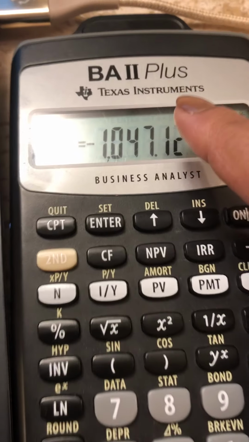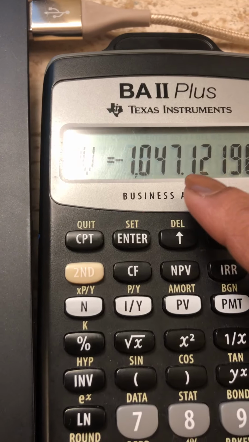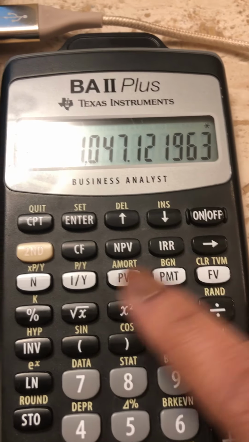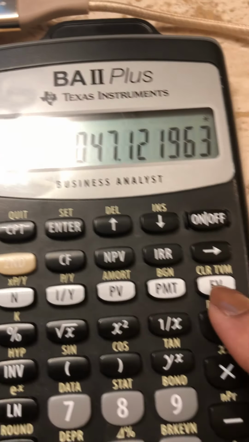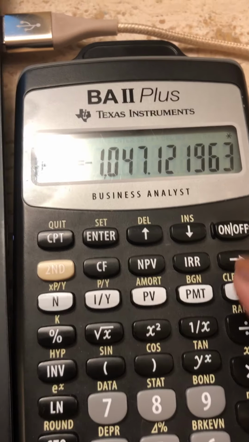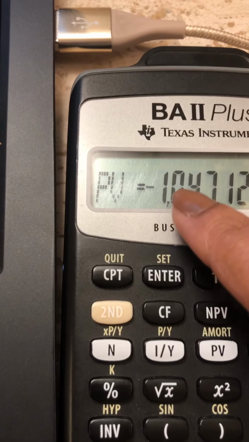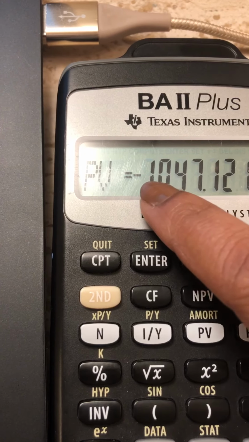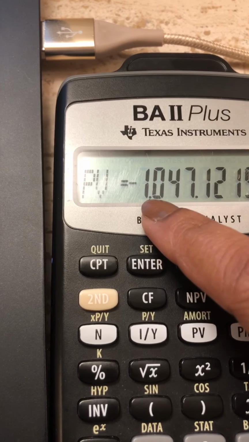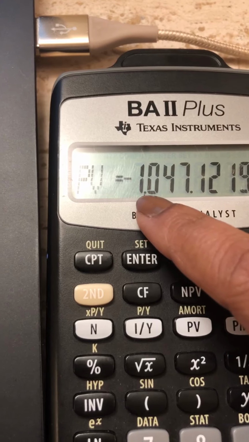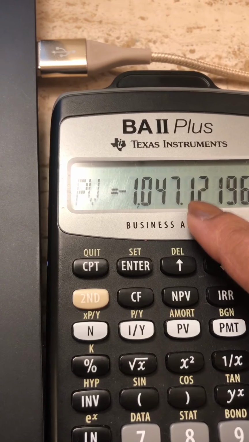Always remember that a financial calculator takes the PV and an FV as an investment outcome scenario. So once I put in my FV to be a positive 1,000, my PV is going to reflect to be a negative number, indicating an investment per se. So the price of the bond essentially is 1047.122.